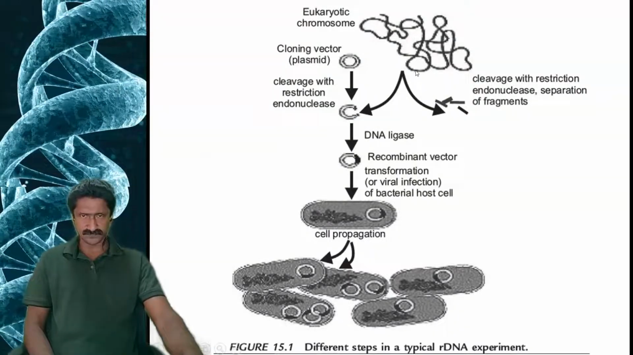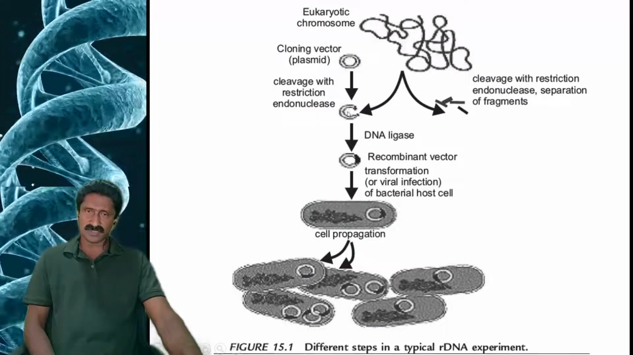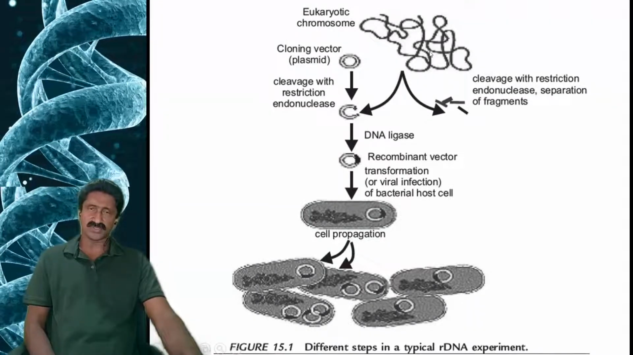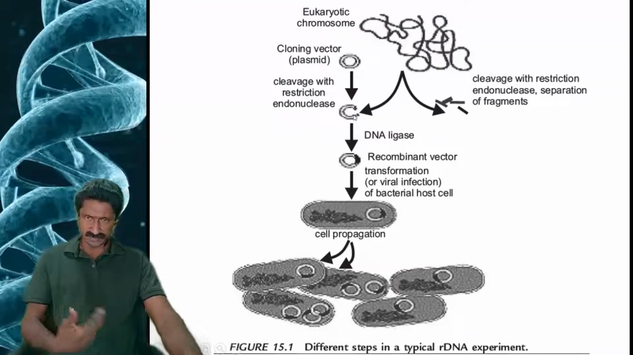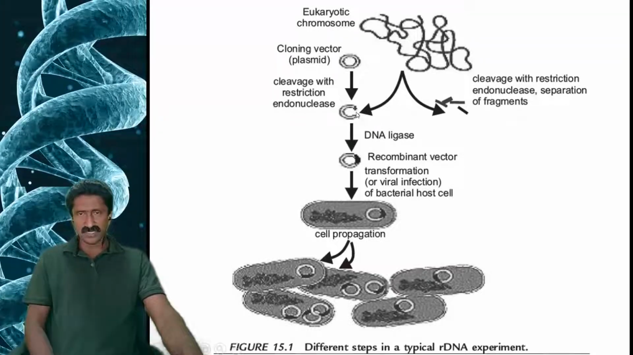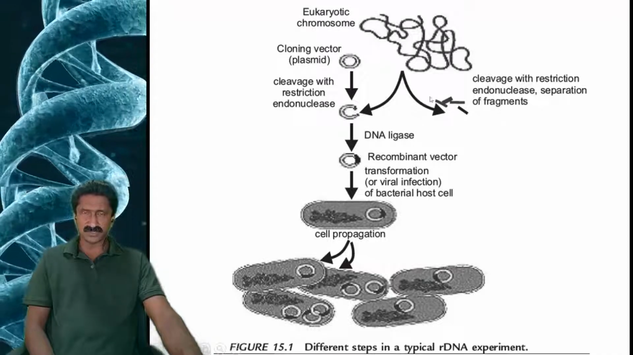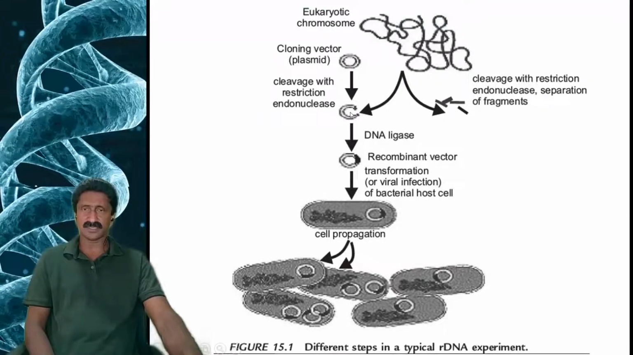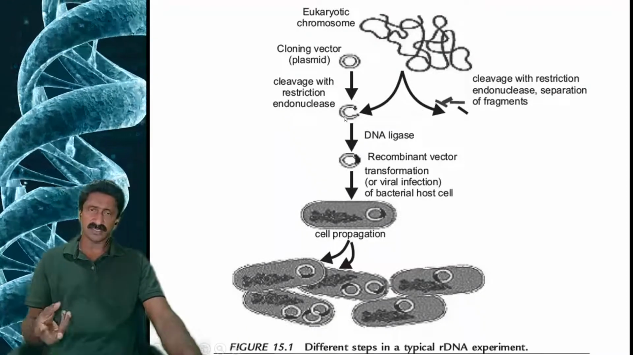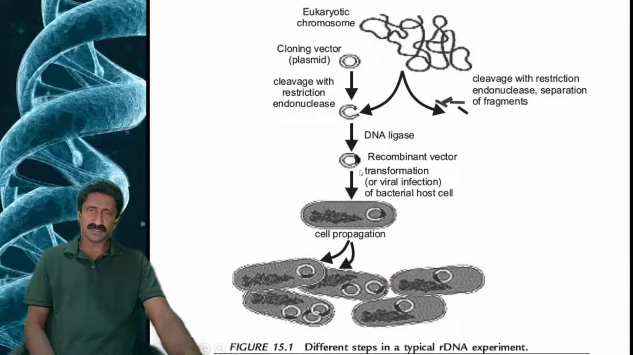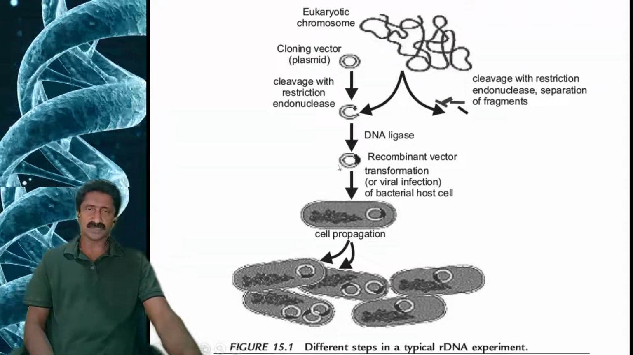That is the first step. Now we have the cloning vector, which is cleaved by the restriction enzyme, and the same restriction enzyme that is used for preparing the DNA insert can be used for cleaving the cloning vector. Once it is open, the target gene, or the gene of interest, and the open plasmid or vector can be ligated together. So the recombinant vector is now created, or the recombinant DNA is now constructed.